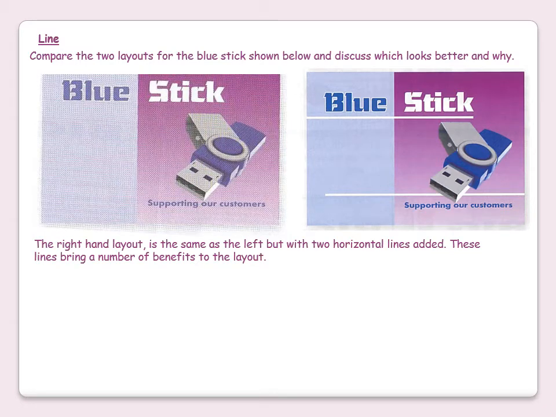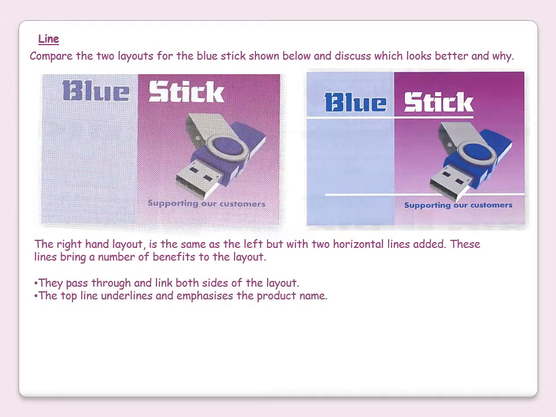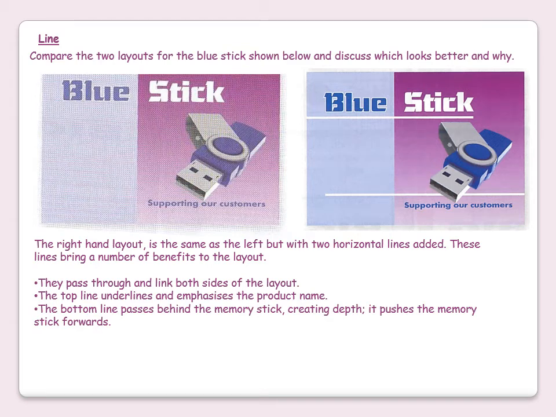The right hand layout is the same as the left but with two horizontal lines added. These lines bring a number of benefits to the layout. They pass through and link both sides of the unit. The top line underlines and emphasises the product name. The bottom line passes behind the memory stick, creating depth. It pushes the memory stick forward.